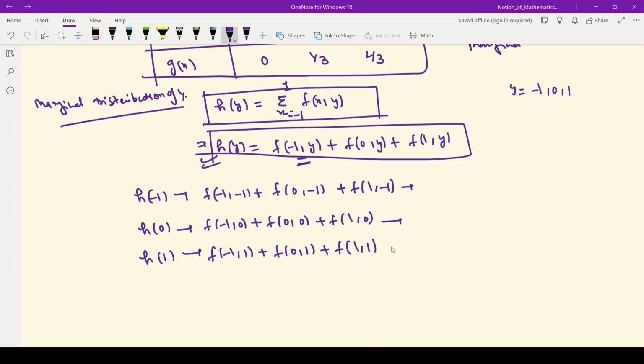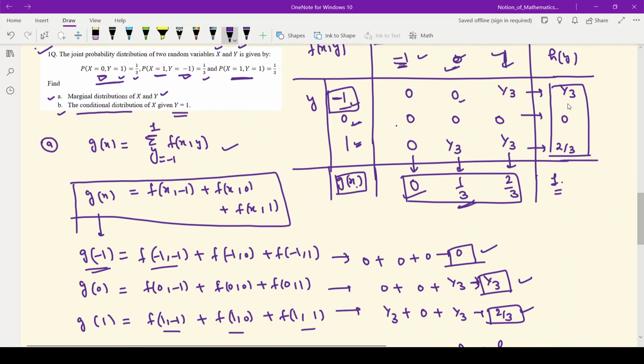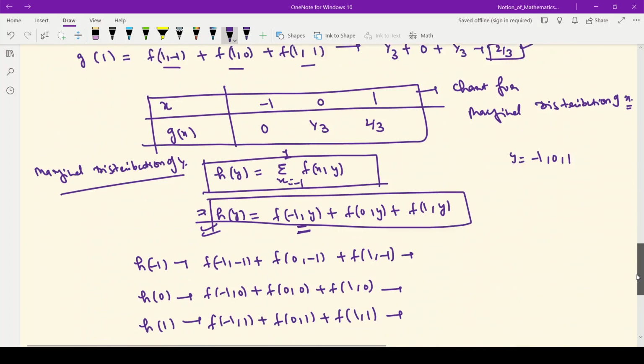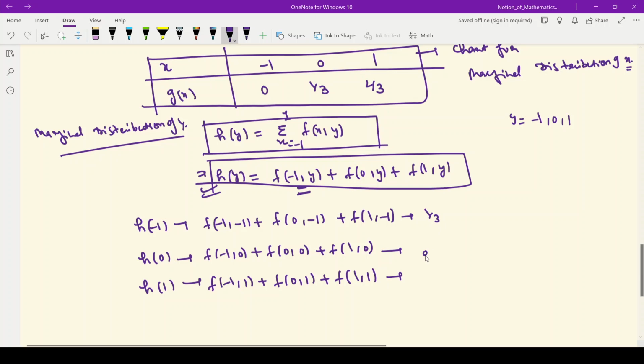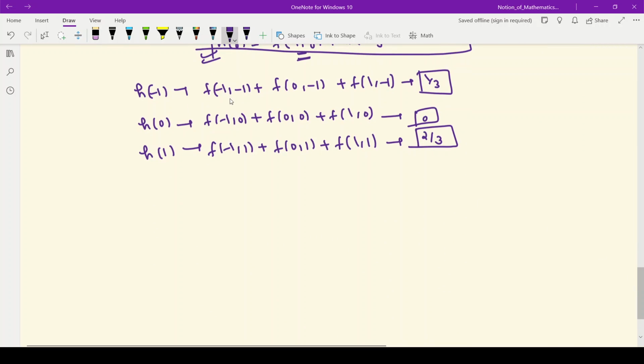So if we see all these values from the table, we can easily evaluate it. We will be getting these 3 values, 1 by 3, 0 and 2 by 3. So I will be writing that directly, 1 by 3, 1 by 3, 0 and 2 by 3. So these values we will be getting. I have already discussed this in the marginal distribution of x, so now it is easy to understand how to take these values.